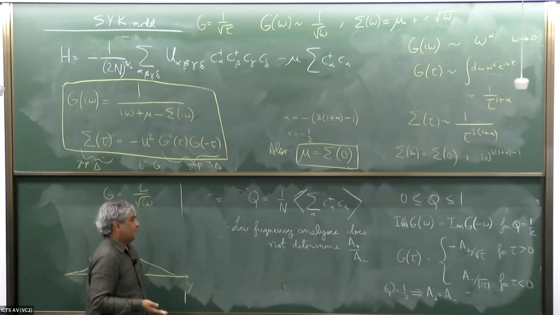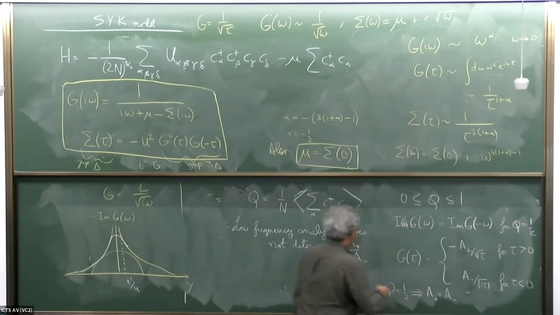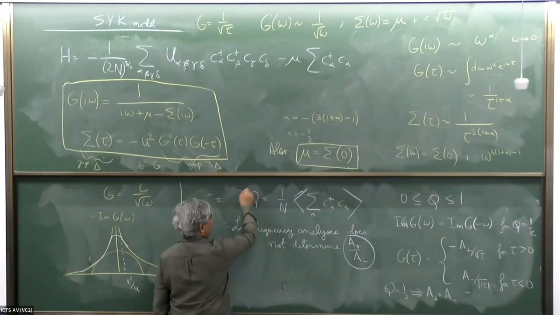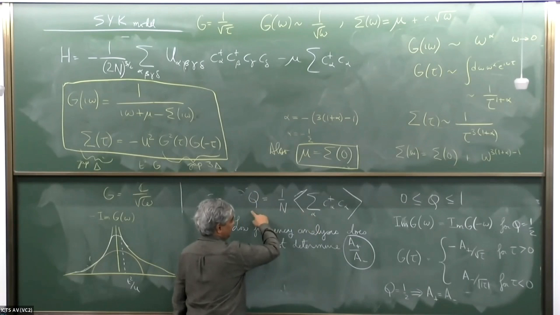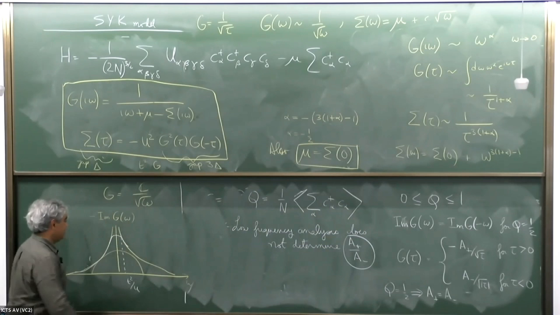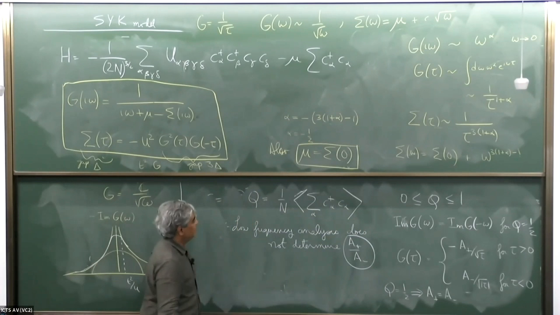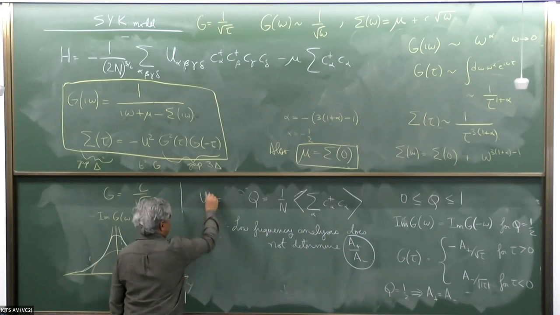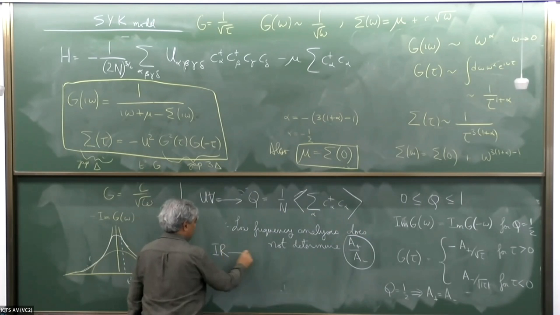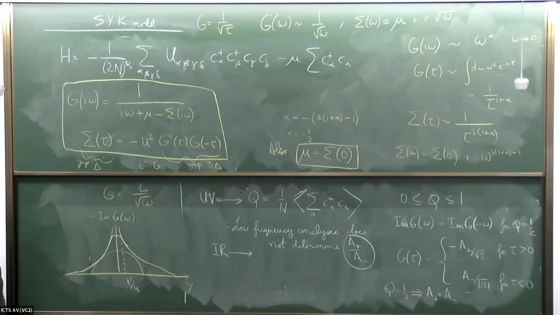So you now have one free parameter in the low energy behavior, which is A plus over A minus. And you have one free parameter in the high energy behavior. This is the high energy behavior because it involves a sum over all frequencies. It's an equal time correlation function, and you have to integrate over this whole thing to figure out the charge Q. So this is, if you wish, the UV, and this is the IR. The IR has one free parameter, and the UV has one free parameter, which is Q.